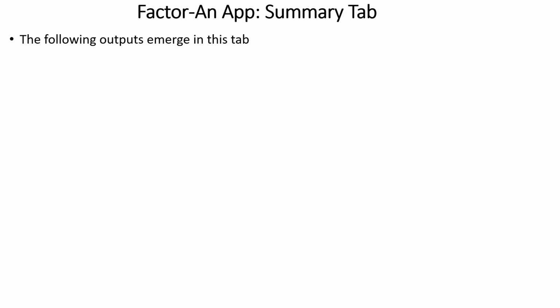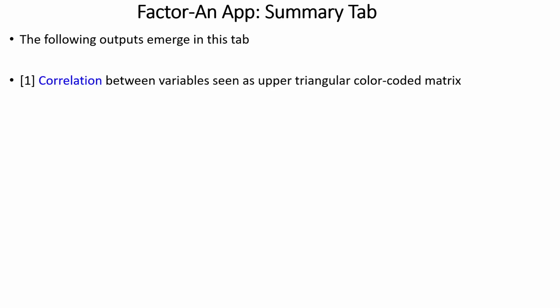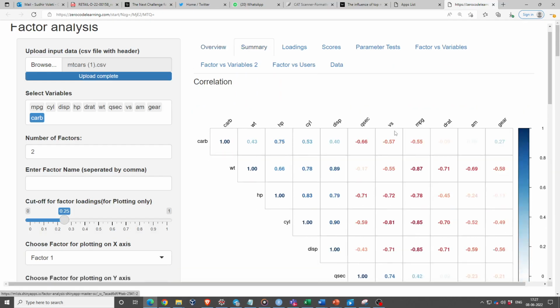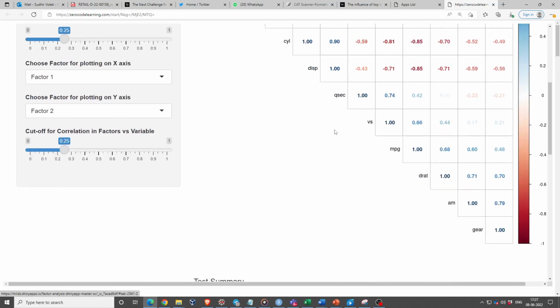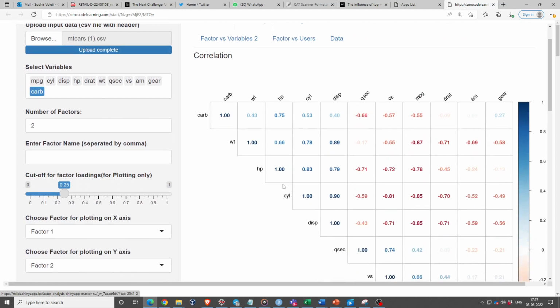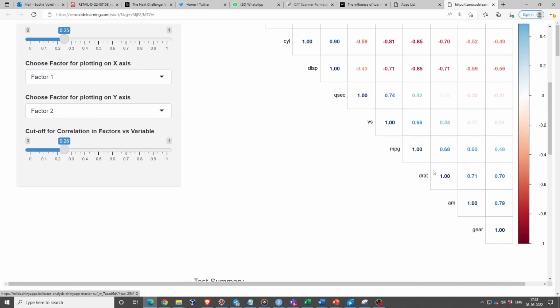Now we will go to the summary tab, and these are the outputs that will emerge. Let's go to the summary tab. The first output that you will see is this upper triangular matrix of correlations. The 11 variables, how do they correlate with one another? You can see that a variable's correlation with itself is going to be perfect, 1.0. Its correlation with other variables will be lower. Blue means positive, darker blue means more positive. Red means negative, darker red means very negative.